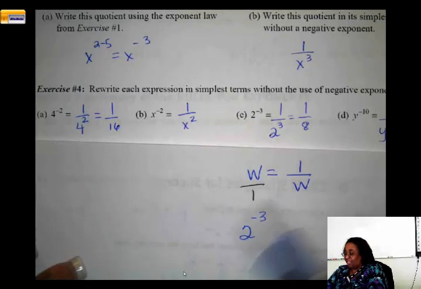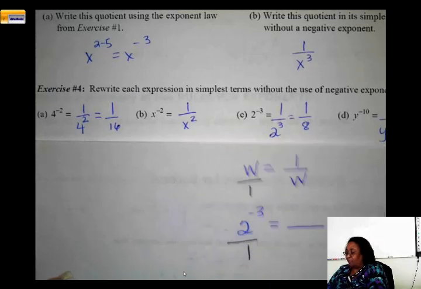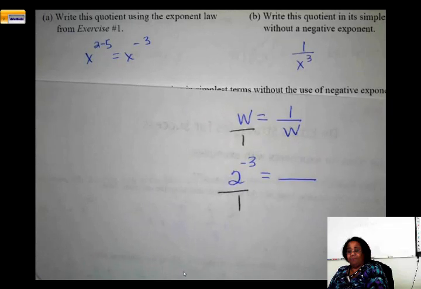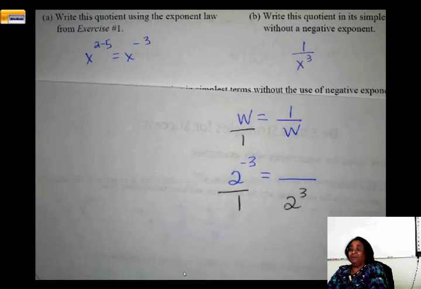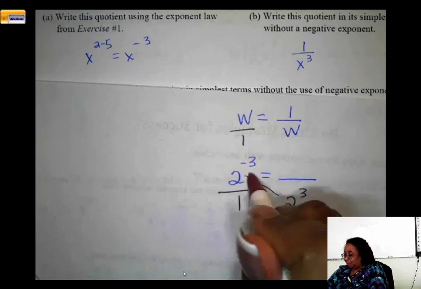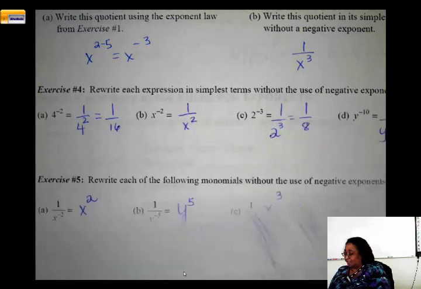This means I need to take the inverse. Well, what is the inverse with a base of 2? What is the inverse if I put it over 1 like this? That means that the 2 and the 3 go down here. And it's no longer negative on the bottom because I've taken the inverse. I've inverted it. So the 3 is not going to have a negative attached to it anymore. It's just going to have a 3. It's going to become a positive exponent.